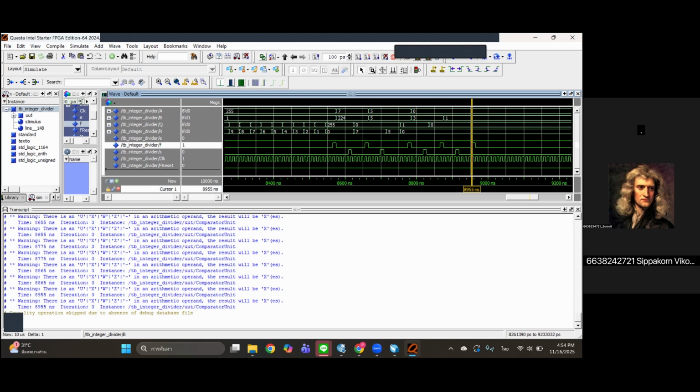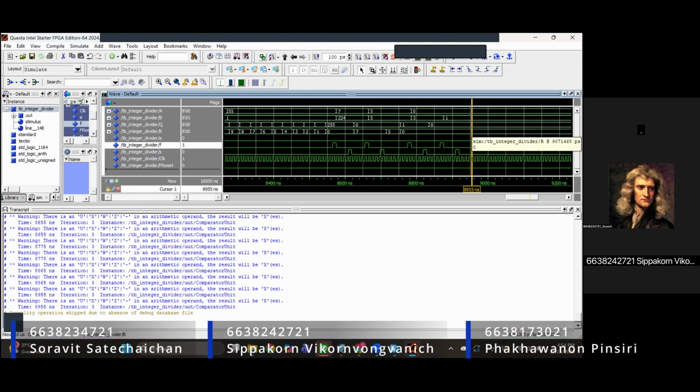So this is the test bench that we have implemented and it passes all the tests that we have given it.